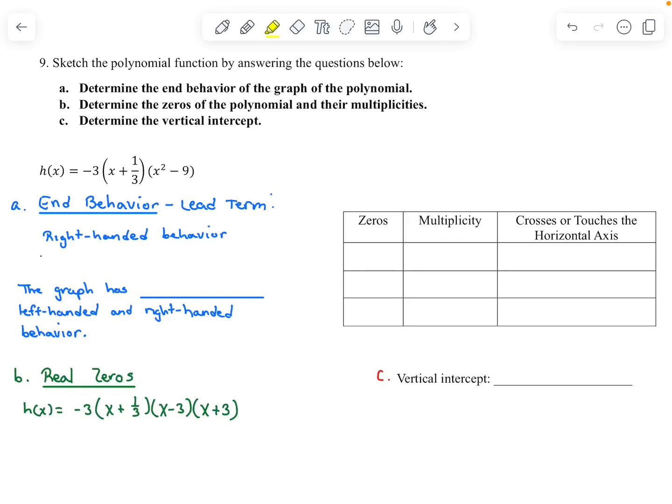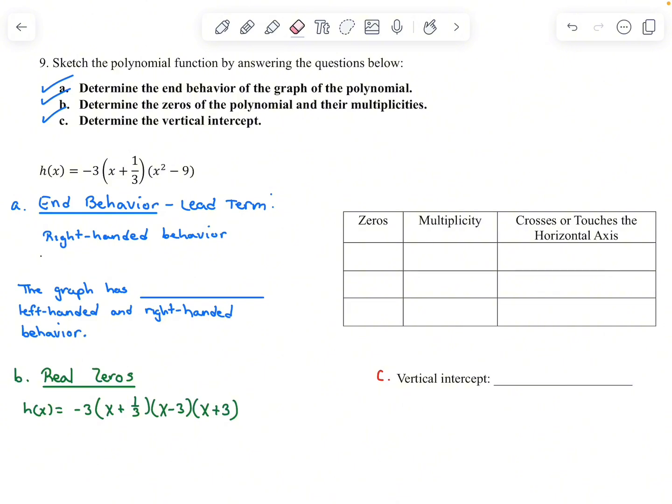Hello class, in this video I will be showing you how to sketch the graph of a polynomial function. Let's begin. I'm going to sketch the graph of h of x. To do this, I'm going to determine the end behavior of the graph, determine the zeros of the polynomial, and determine the vertical intercept. I'm going to start by finding the end behavior of the graph.